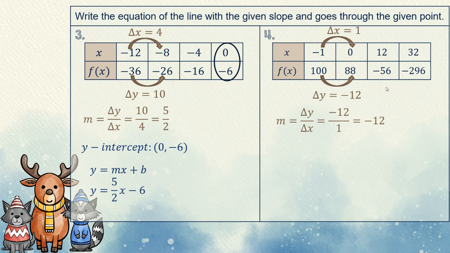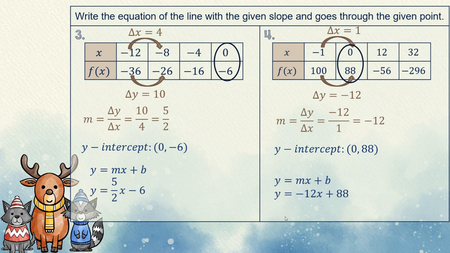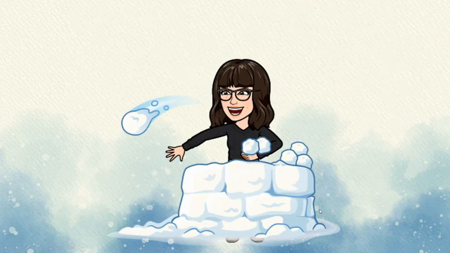Now take a second and see if we can find our y-intercept. Hopefully you guys said it was right here, (0, 88). So my y-intercept is the point (0, 88), giving me a final equation of y = negative 12x + 88. Okay, and that is it for today's lesson on writing linear equations from a table.